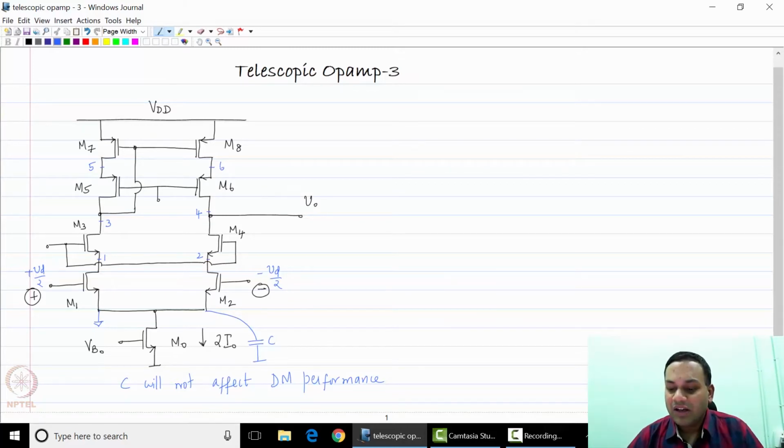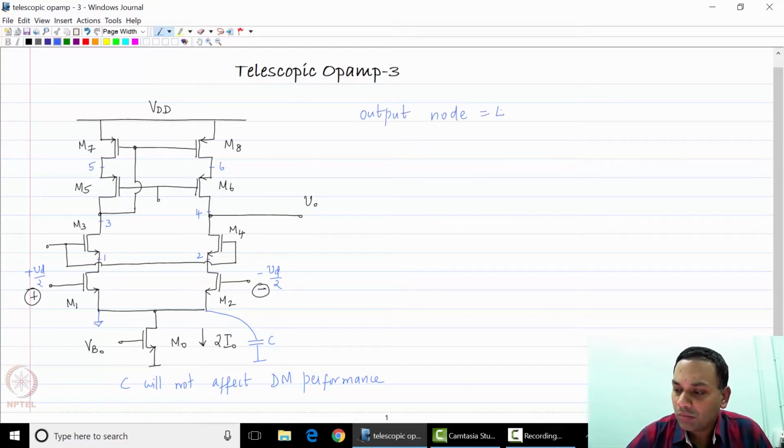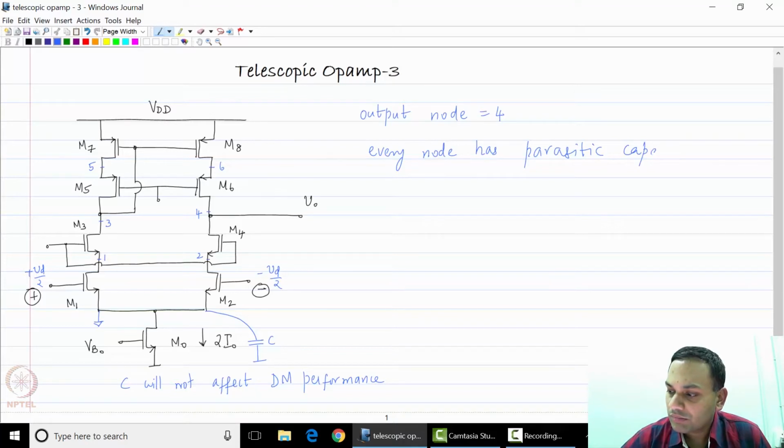As you can see, including the output node, which is 4, the cascode op-amp has 6 nodes compared to only 2 nodes including the output node for the simple one-stage op-amp. So as you might imagine, every node has parasitic capacitance due to transistors being connected to those nodes.